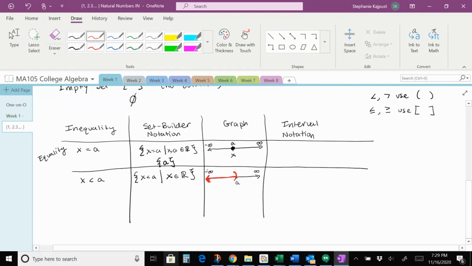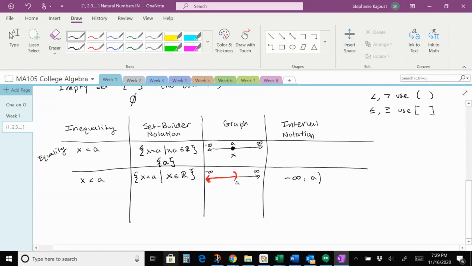On the left, where I stop shading is at negative infinity, so we consider that a left endpoint. Then I shaded all the way to A, where we stopped because we're less than A. I'm going to write those with a comma, left endpoint, right endpoint, and then I need to decide whether I use parentheses or brackets. At A, on my graph, I have a parenthesis, and that is the same thing you use in interval notation. So I'm also going to have a parenthesis there.